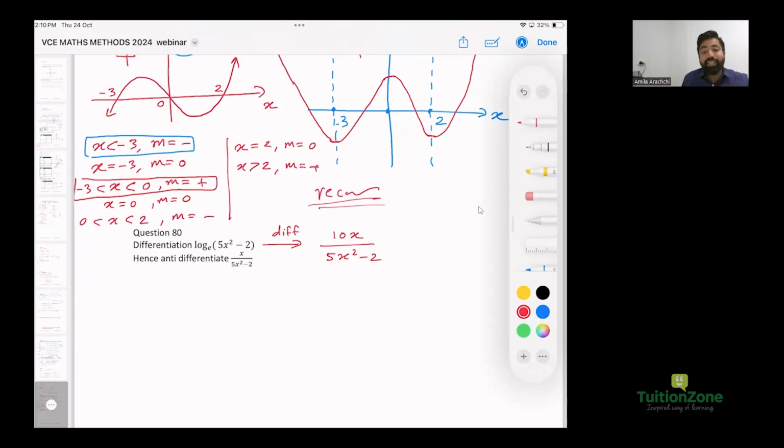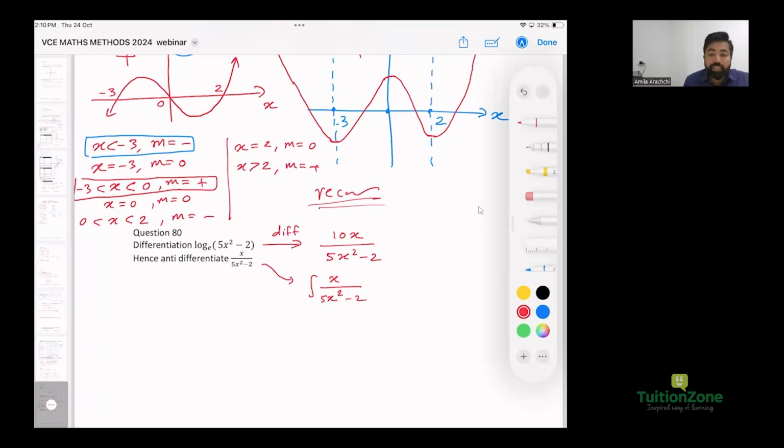And then, hence, I explained it at the very beginning. If you say the word hence, you should use the previous result to get the answer. If not, no marks at all. Now, hence they're asking to find antidiff x divided by 5x squared minus 2. So what do you reckon?